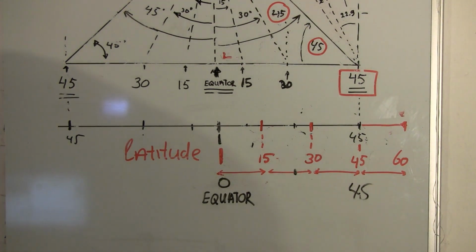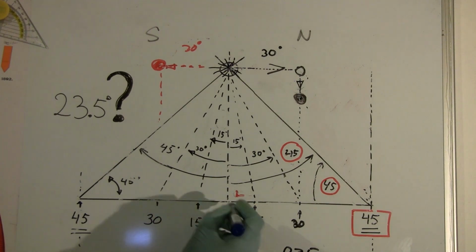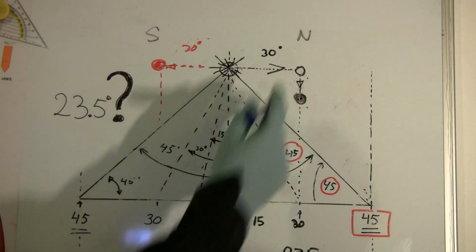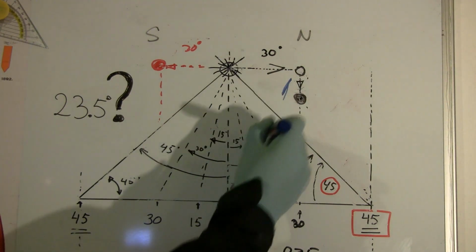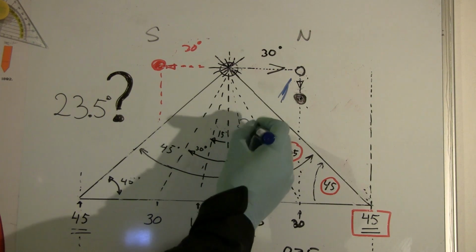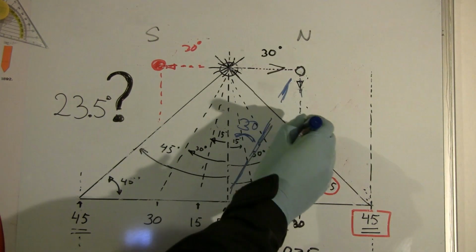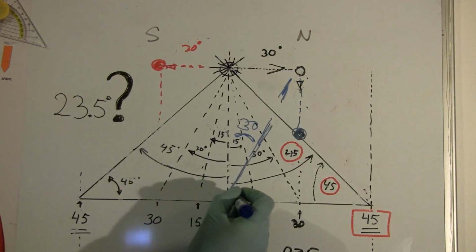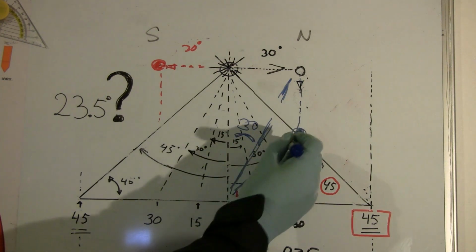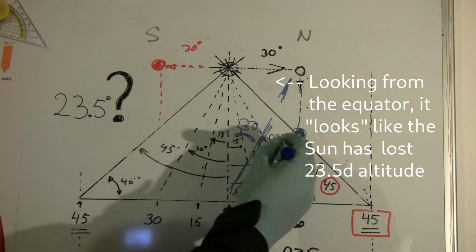The question is, where is the 23.5 degrees? The Gleasons map is telling us when we are at the equator, the sun is 30 degrees, we're looking at the sun, let's say this is also 30 degrees. If the sun drops on exactly the 45 degree line, we will look straight at the sun at an angle of 23.5 degrees.